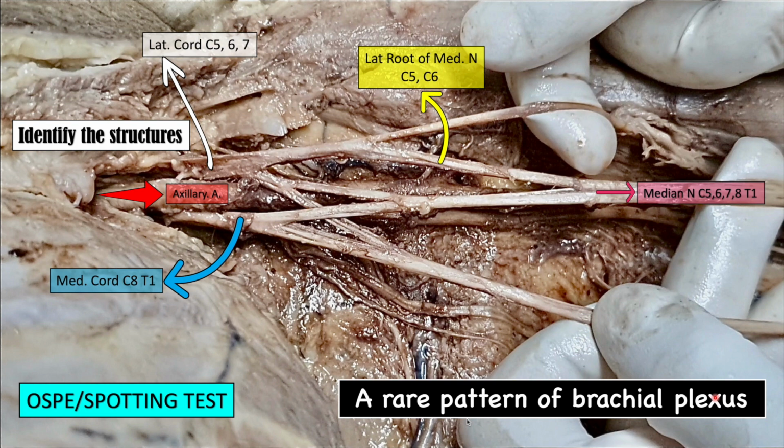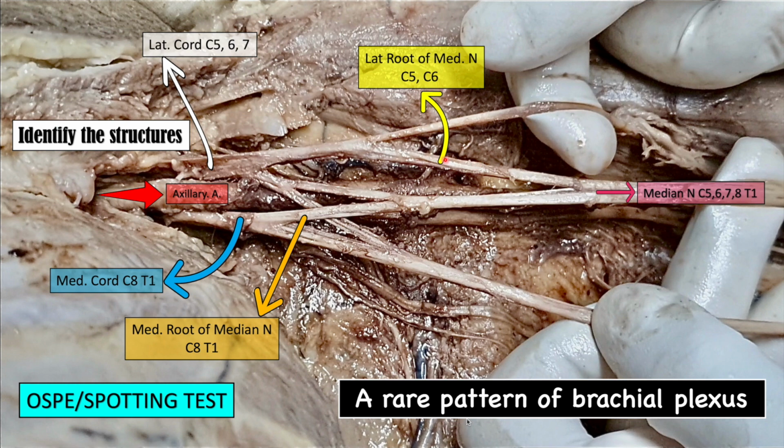Okay, now be prepared. Which structure is this? Right from here till here. Which structure is this? Guessing? Okay. Now let me tell you that this is the medial root of median nerve with root numbers C8, T1. Got it? So that's how the median nerve is formed.